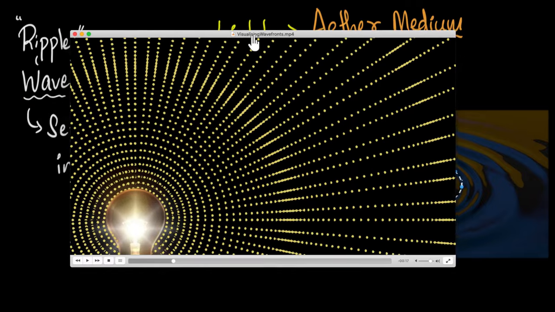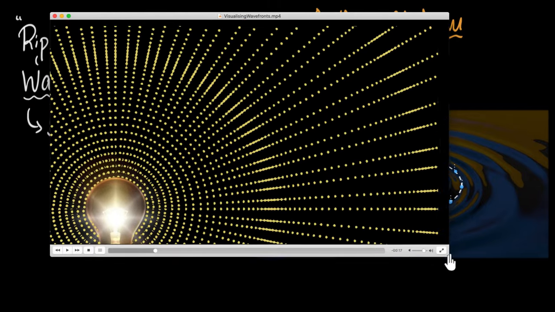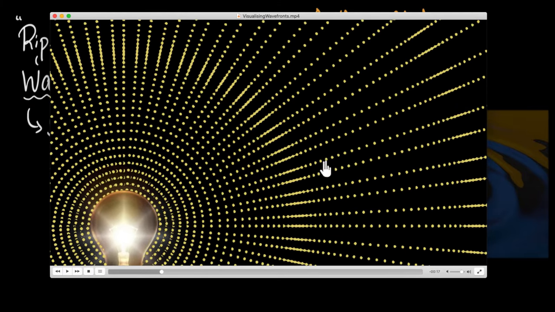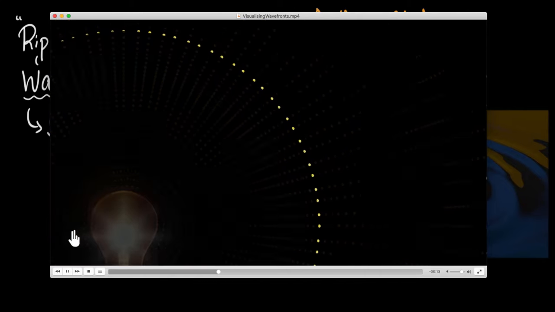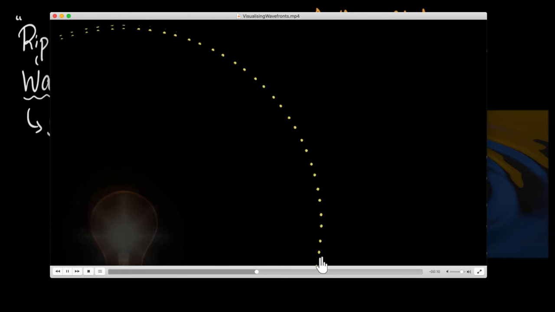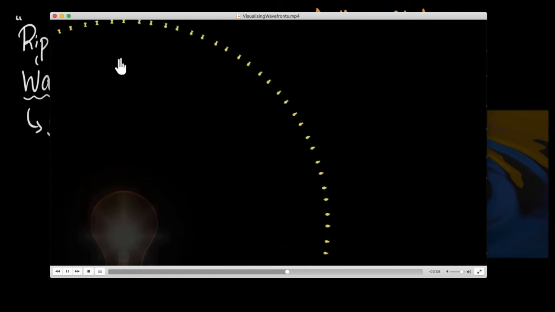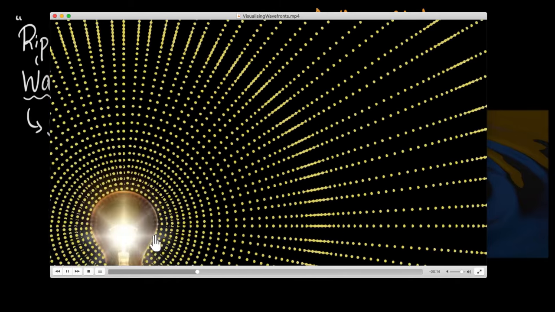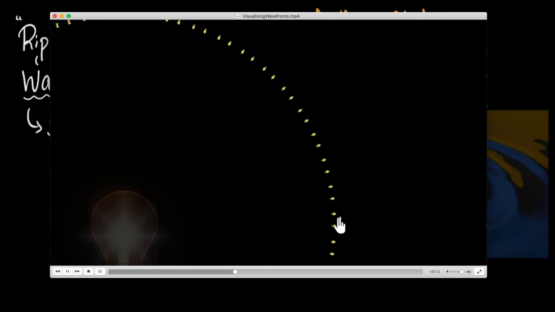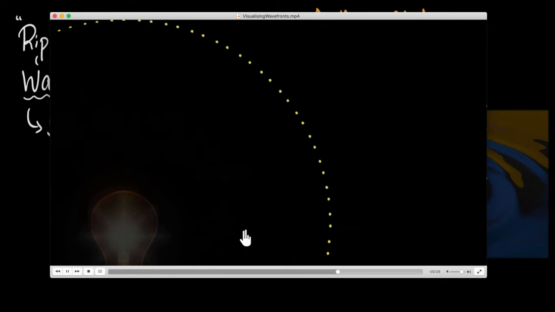Again, let me bring back that visualization. If I were to concentrate on one of those spheres and just look at those spheres, what you are finding now is, look, all the particles on those spheres are vibrating in sync with each other. You see that? Look at it one more time. All right, there you go. Look at that. They're vibrating in sync with each other. Such a set of particles which are vibrating in sync with each other are what we call wavefronts.